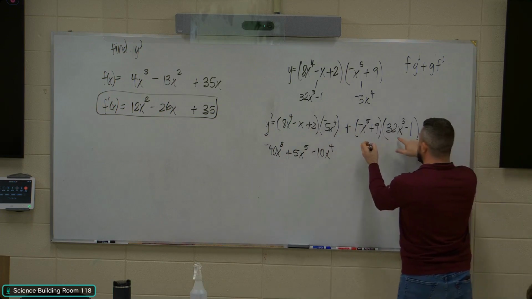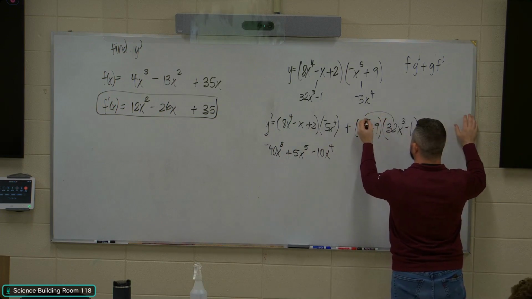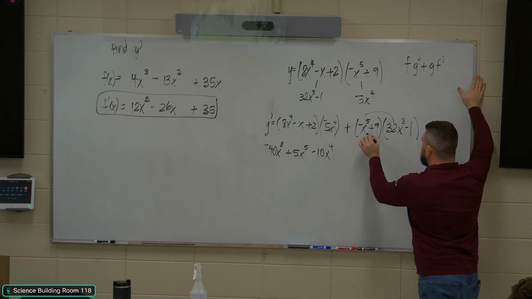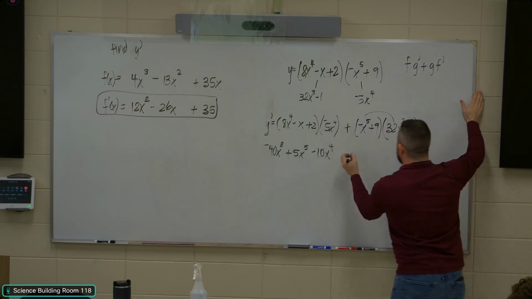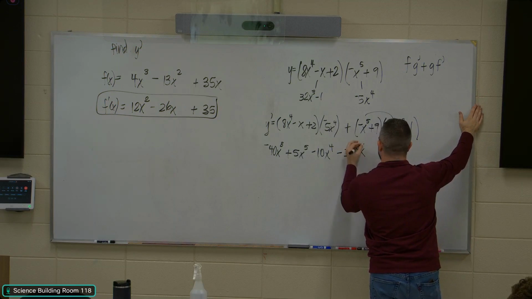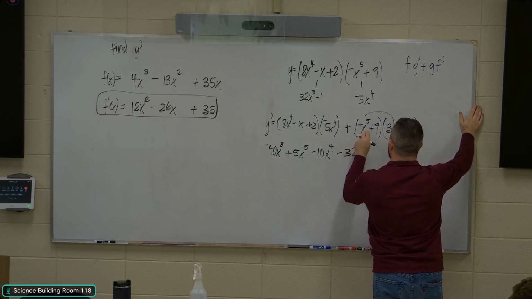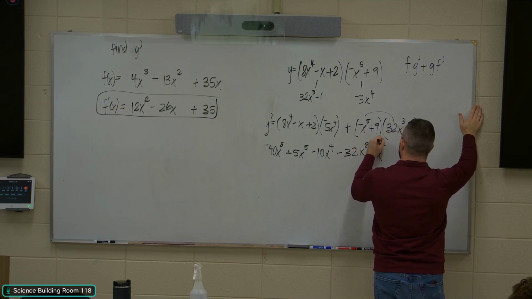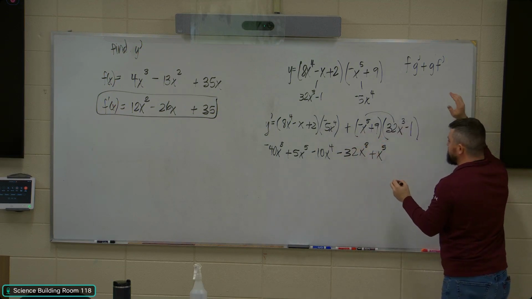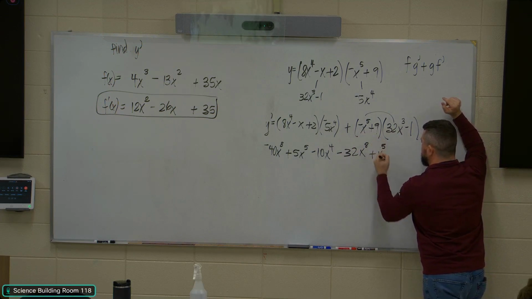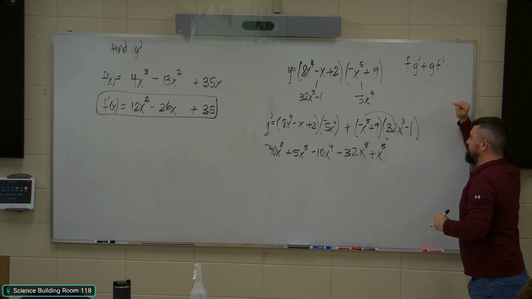Then this needs to be FOILed. Negative x to the fifth times 32x cubed is negative 32x to the eighth. And negative x to the fifth times negative 1 is positive x to the fifth. I need to make that look like a 5 instead of an S. I need to be better with my 5s.